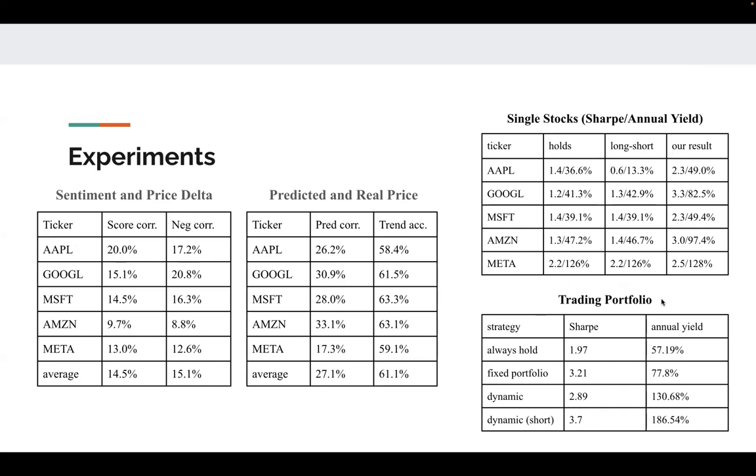And when we trade the portfolio, our dynamically allocated portfolio will have a Sharpe ratio of 2.89 and an annual yield rate of 130%. And when we enable dynamic allocation and short selling, our Sharpe ratio and annual yield rate will become even better. And now let's welcome Yunhao to give us a demo of visualization.